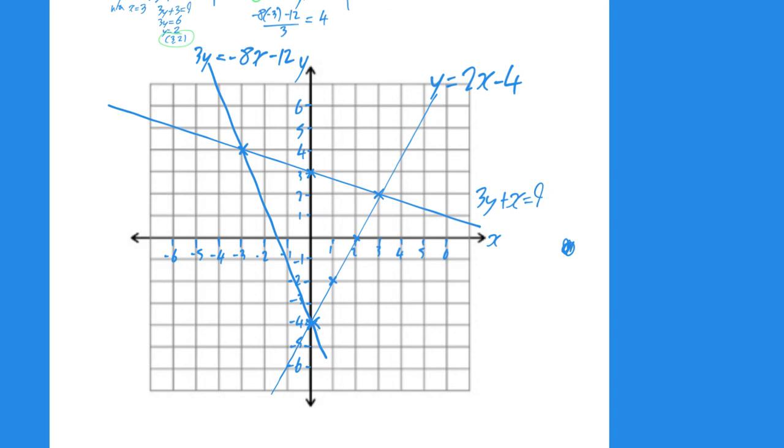And then the answer: find the vertices of the triangle. So the vertices are, we had the point over here, which is minus 3, 4. We had this point here, which is minus 4, 0. 0, minus 4. And this last point, which is 3, 2.